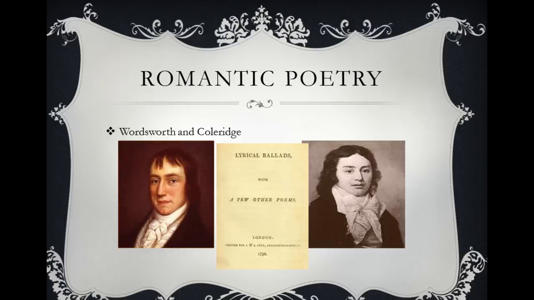They think it's the ultimate, the supreme way to express yourself. It's how your soul is released, which is important to romantics.